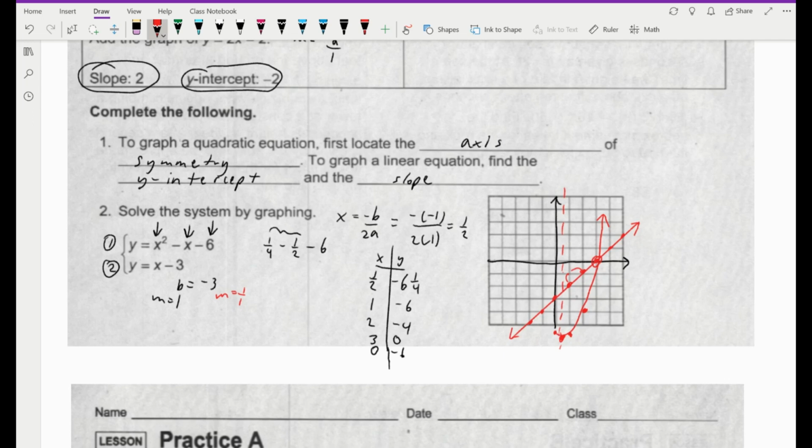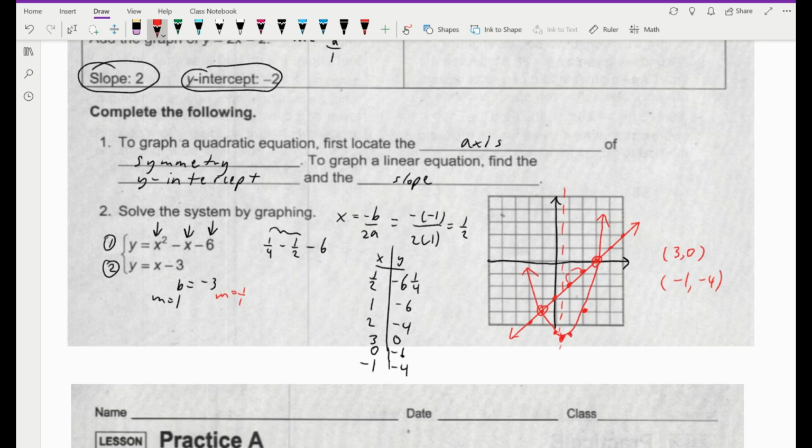Let's plug in negative 1. Negative 1 squared is 1. 1 minus 1 is 0. Let's see. Excuse me. Negative 1 squared is 1. 1 minus a negative 1 is plus 1. So we're going to have 1 plus 1 is 2. 2 minus 6 is negative 4. So we already found our point of intersection. It's going to be at negative 1, negative 4.